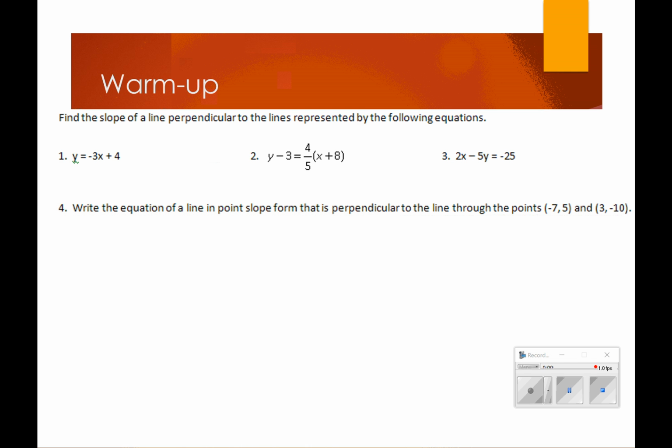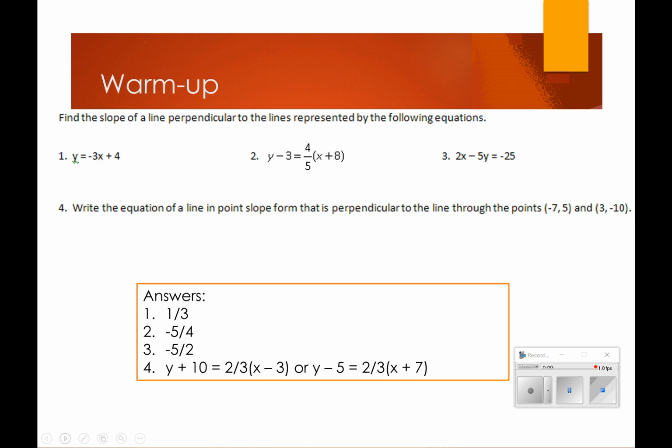It's all a review of perpendicular. Remember that slopes of perpendicular lines are the opposite reciprocals of the slopes of the line that they're perpendicular to. Pause it, then check your answer. Okay, if you have any questions on the answers, make sure that you get to me in class tomorrow.